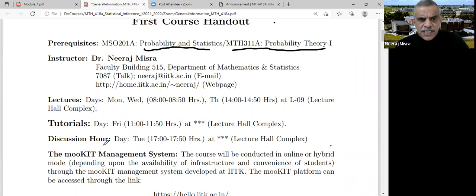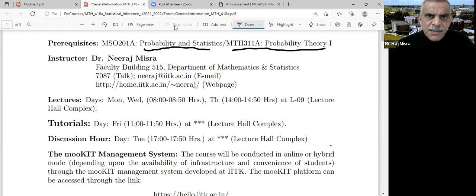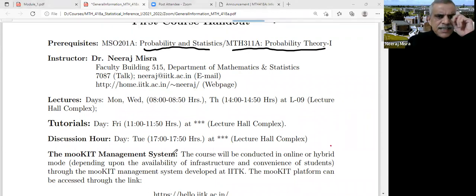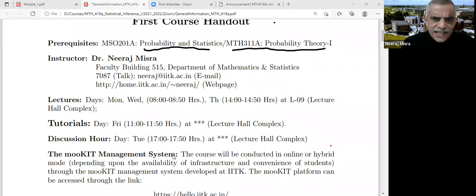So discussion hour could be one-to-one, meaning at a personal level. If somebody wants to fix an appointment, one can fix an appointment with me and get his or her doubts clarified. One way is I don't keep a discussion hour as such, but anybody can write to me anytime. But that is also fine. I think Tuesday 5 to 5:50, does that suit everybody?